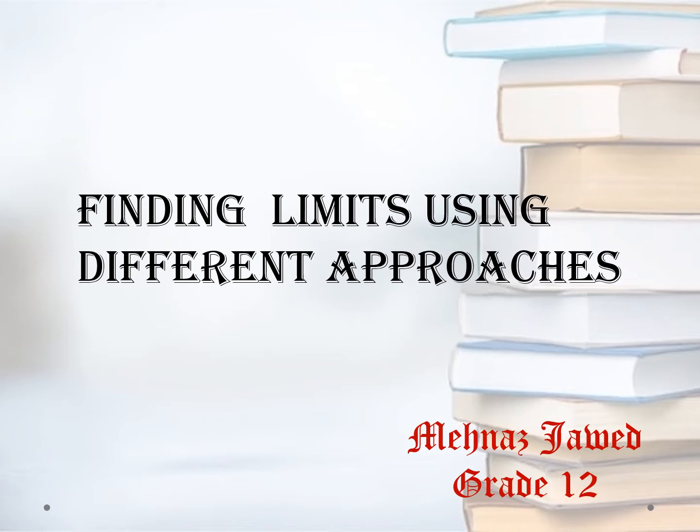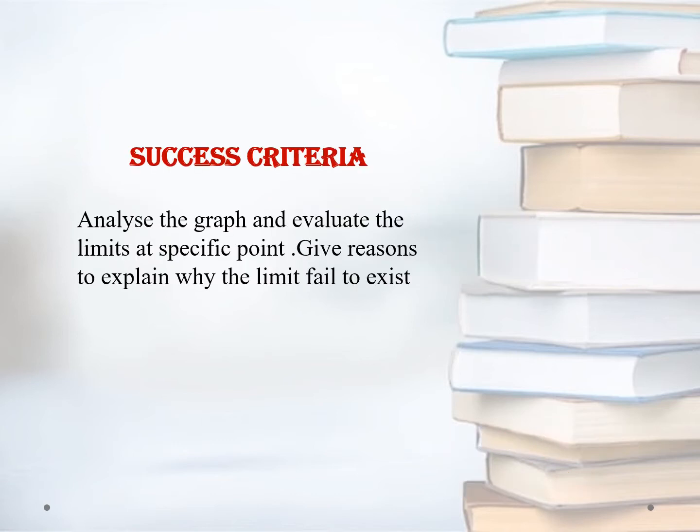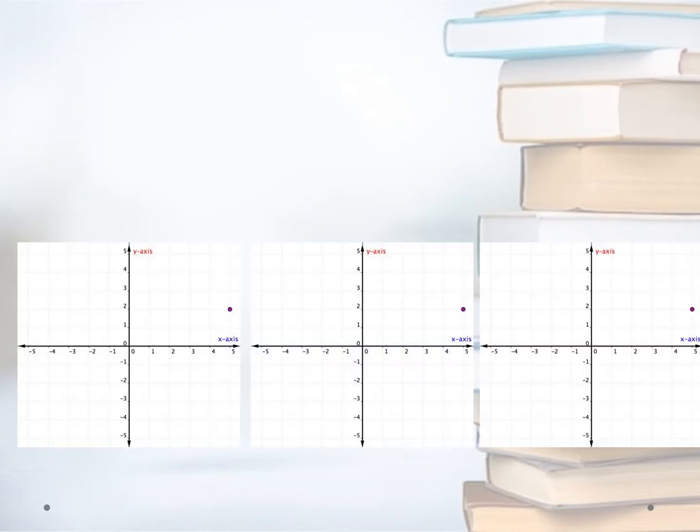Okay, so as we said, our success criteria is to analyze the graph and evaluate the limits at a specific point and give reasons why the limit fails to exist. So before we start, it is very important that we know how to read the graph.